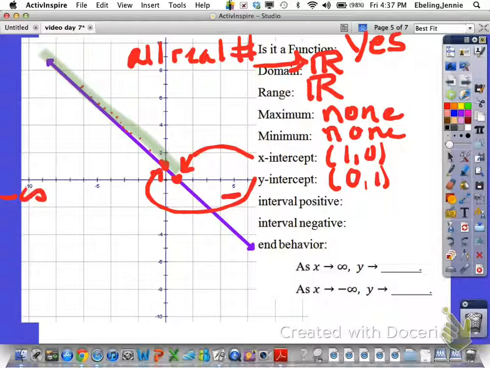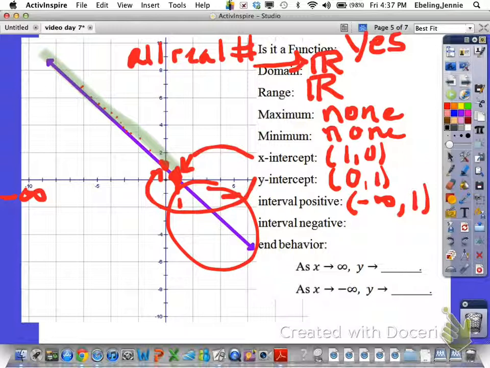We're coming from negative infinity, and then it hits this point right here, and when it hits that point on the x-axis, that was 1. So the interval positive, where it's above the x-axis, is from negative infinity, because we read it left to right, to 1. And at 1 on the x-axis, that's when it dips below the x-axis. Interval negative is where it is below the x-axis. It's below the x-axis in this region right in here.